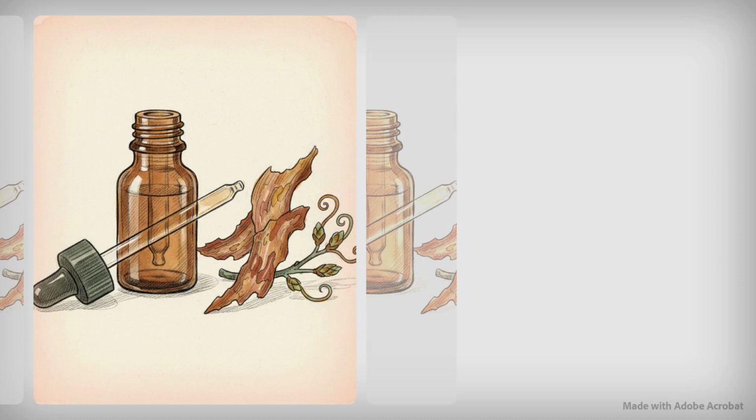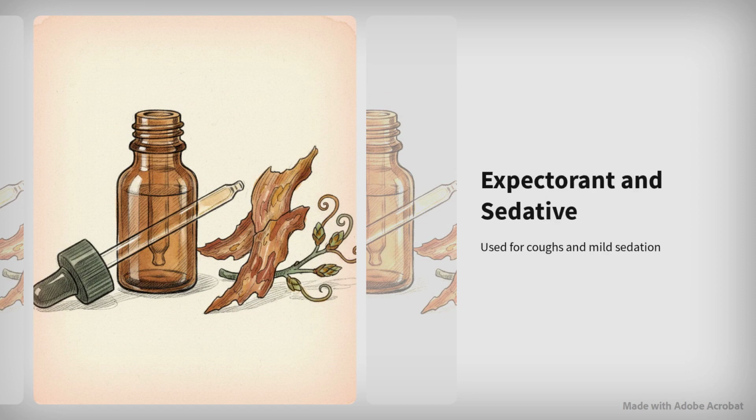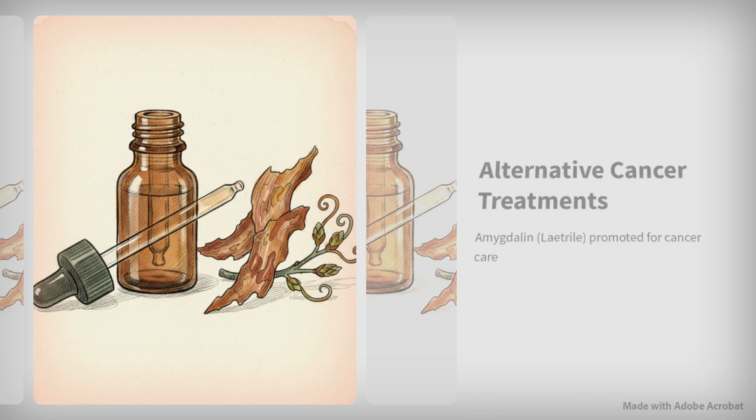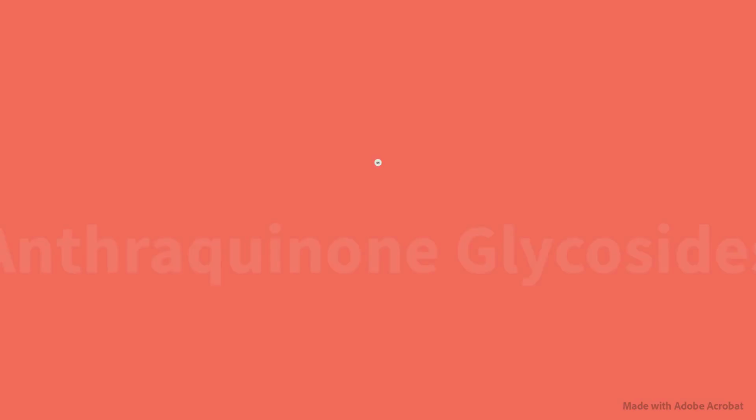Despite their risks, cyanogenic glycosides have found therapeutic uses, especially in treating coughs and as alternative cancer remedies. Cyanogenic glycosides can act as expectorants and mild sedatives, making them useful for coughs. They also have digestive and antispasmodic effects, helping to relieve discomfort and muscle spasms. Amygdalin, also known as Laetrile, has been promoted as an alternative cancer treatment, though its efficacy remains controversial.